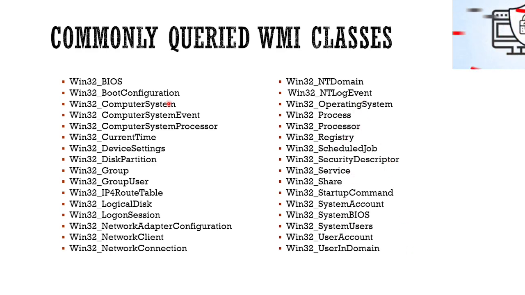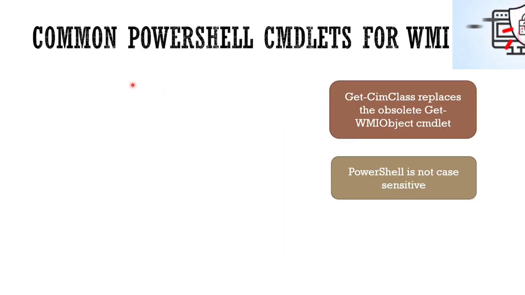You can use PowerShell to query WMI. There are a lot of built-in cmdlets. The most common PowerShell command that exists now is Get-CimClass. It'll give us all WMI classes. This is actually a relatively new command. It replaces the obsolete Get-WmiObject. Right now you can use either, but Get-WmiObject is considered deprecated. Realize that PowerShell is not case sensitive as you query.